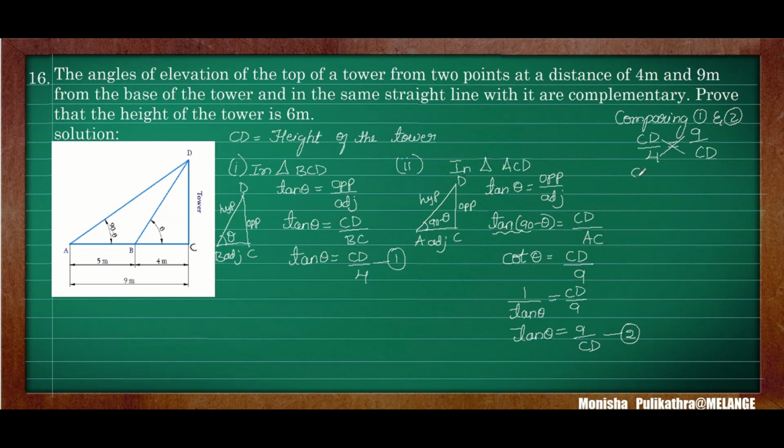So by cross multiplication, we will get CD into CD is equal to 9 into 4. CD into CD is CD square, 9 fours are 36. So CD is equal to the square root of 36. So the square root of 36 is 6. So CD is the height of the tower. Therefore, we prove that the height of the tower is equal to 6 meter. Then write down, hence proved.